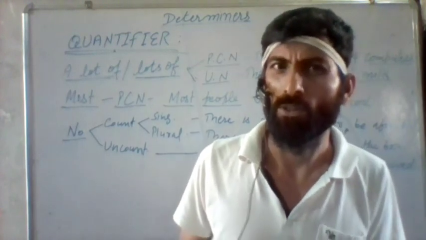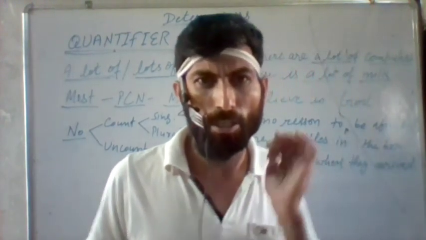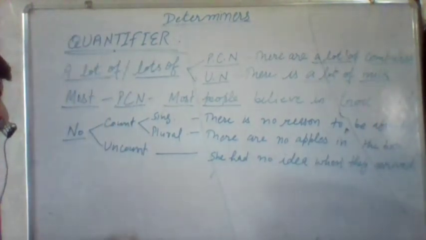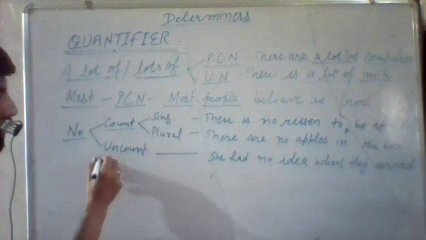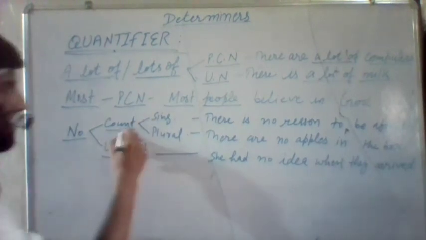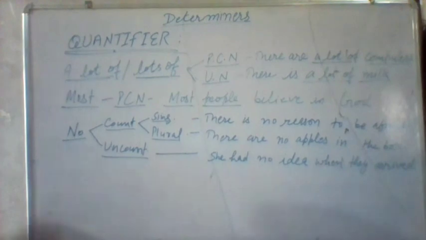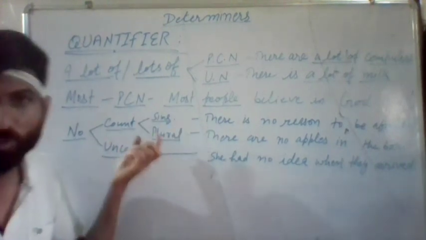Next one is no. Note, as we know, not can't be used; not is not a determiner, but no is a determiner. So how can we use it? No can be used with countable and with uncountable nouns. With countable we can use singular and plural, so no can be used with both singular and plural.